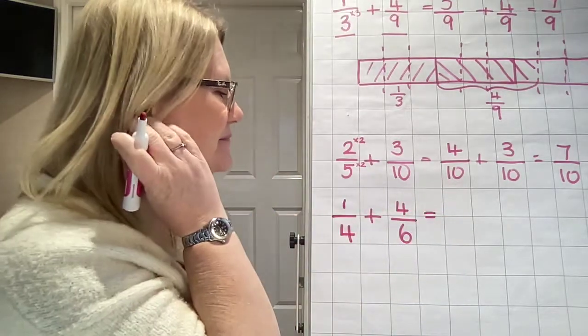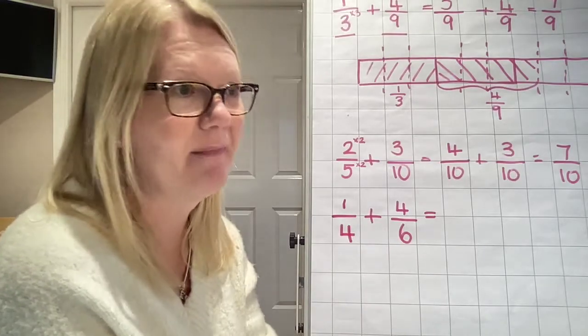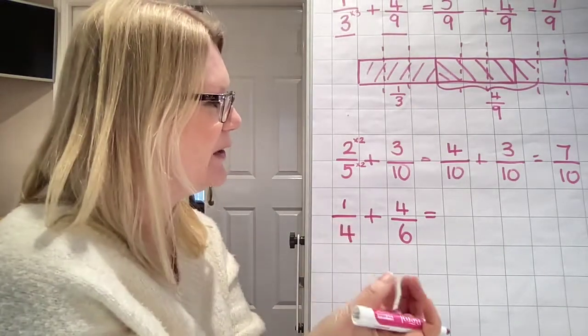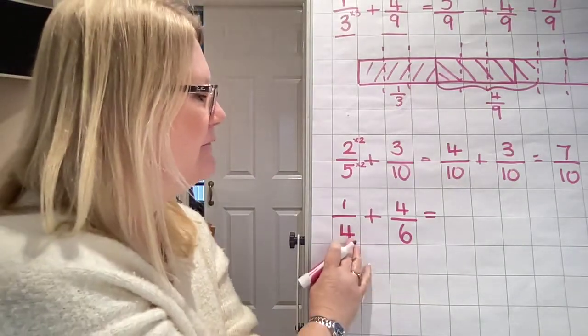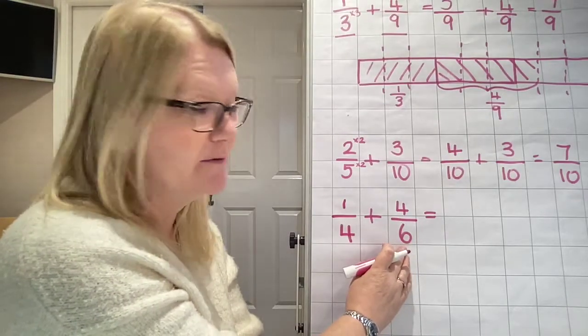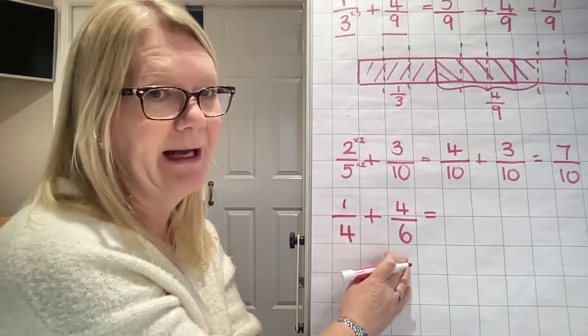Well, apples and pears, different denominators. We need to do something. 6 isn't a multiple of 4 this time. So what do I notice? Well, let me have a look. I notice that 4 and 6 are both factors of 12. 12 would be the lowest common multiple of 4 and 6.